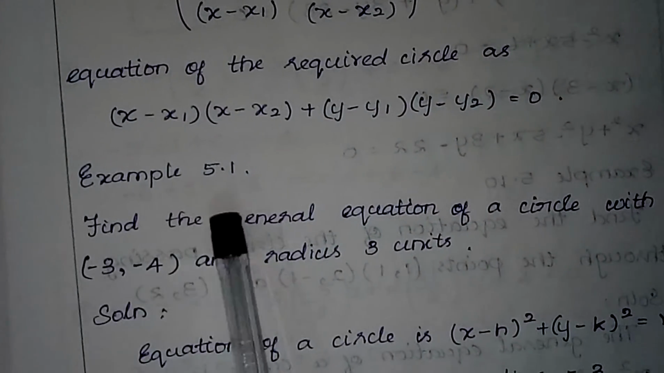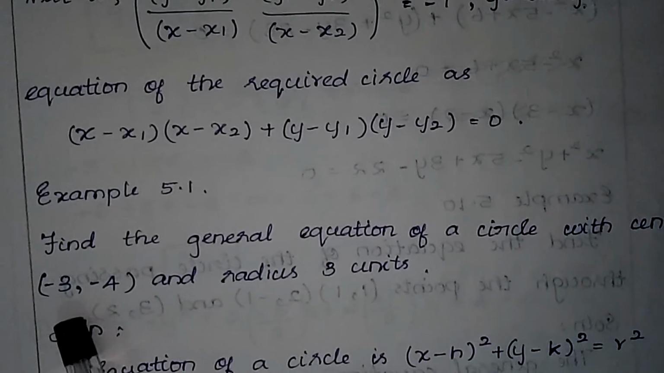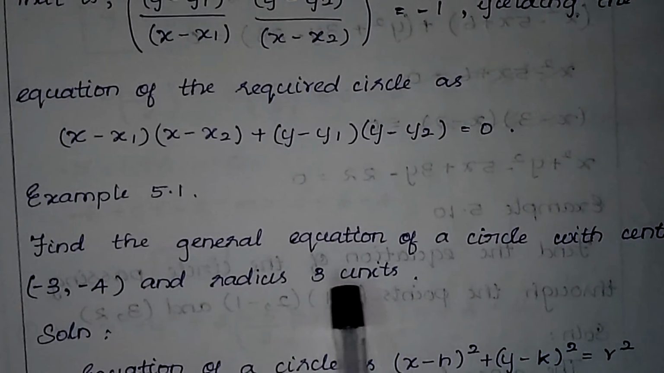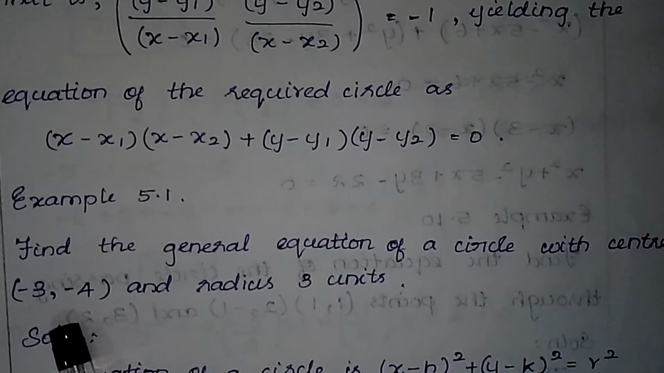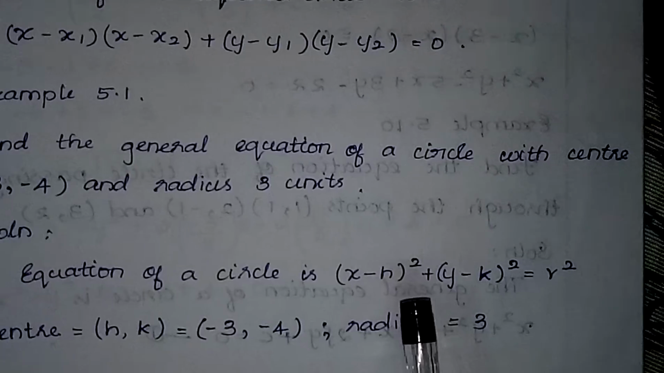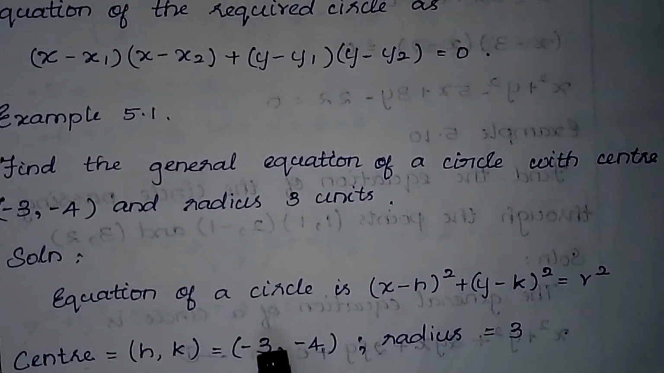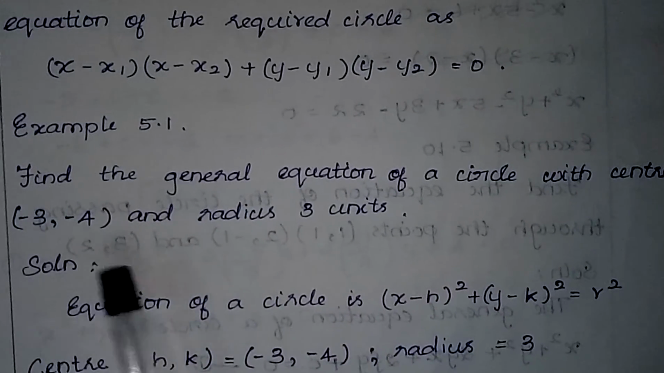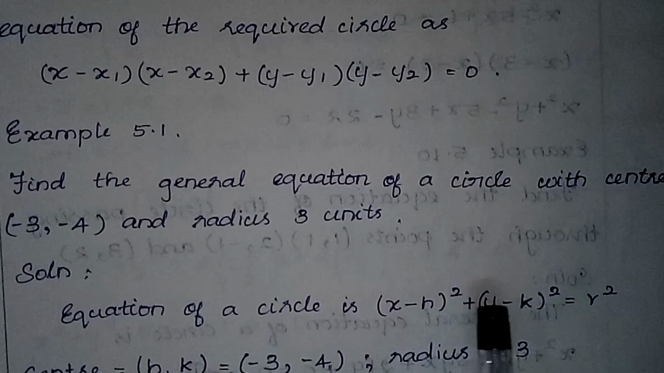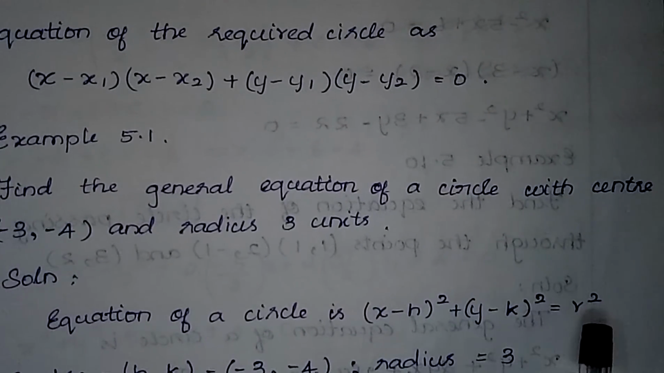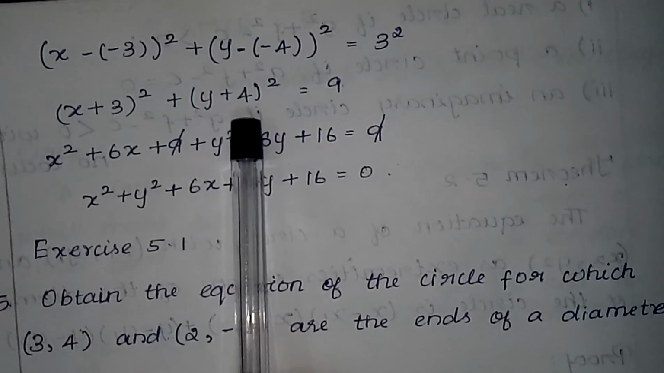Now you can see example 5.1. Find the general equation of a circle with the center (minus 3, minus 4) and radius 3 units. So we have the center and radius here, and the center is not origin. So the equation of the circle will be of this form. Instead of h, k, we have to replace this value. So x minus of minus 3 means it will become plus, x plus 3 the whole square. Y minus of minus 4 means it will become plus, y plus 4 the whole square equal to r, which is 3, so 3 square.